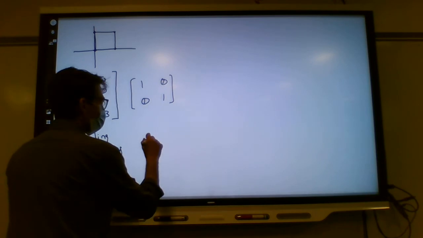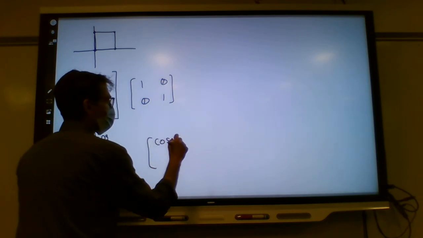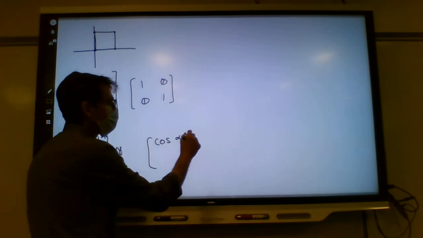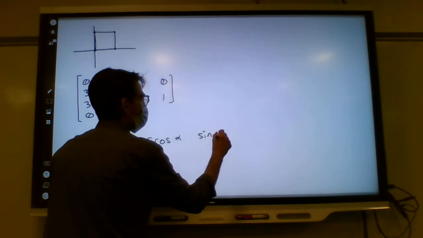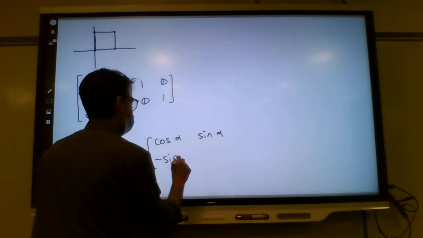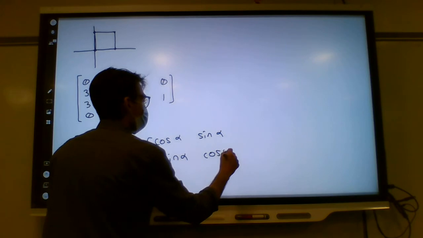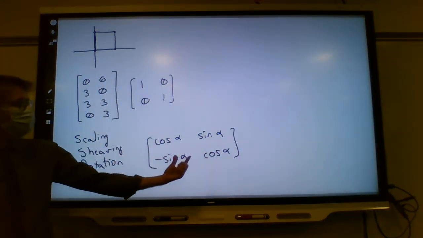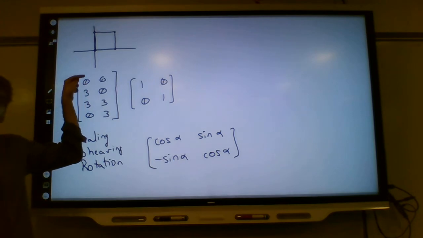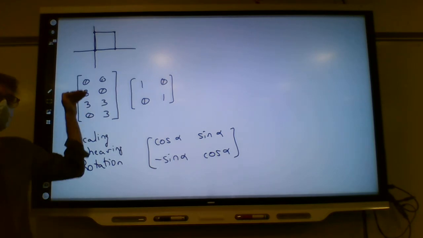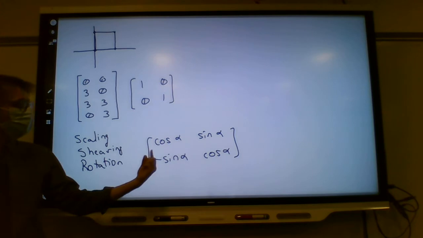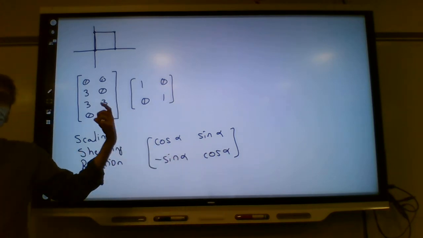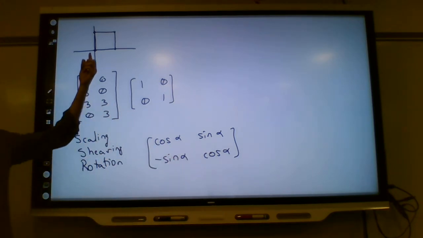All right, so the rotation matrix was cosine of the angle, sine, negative sine, cosine. And what happens, again, this is because we are multiplying with the vector on the left and the matrix on the right. And this would be a positive rotation in this case.